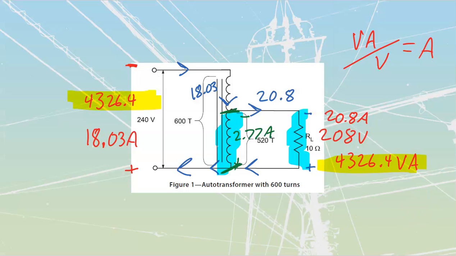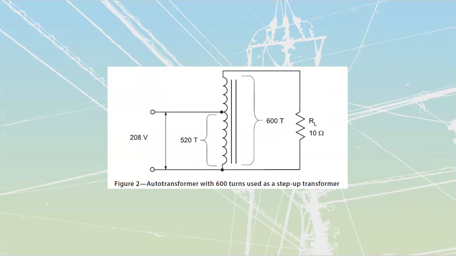All right, so that was our very first one. Let's go take a look at our next example. The next example is we are going to use this thing as a step-up autotransformer. Now they're telling us that we are feeding this thing in from a 208 volt source. We've got that over top of the 520 turns over here, and we are feeding that out now to a 10 ohm 240 volt load over here. We don't need to do the volts per turn calculation once again because we already have that. It's the same transformer as what we had before.